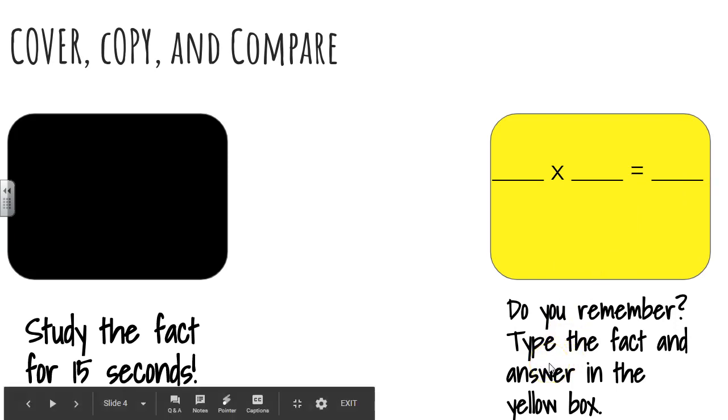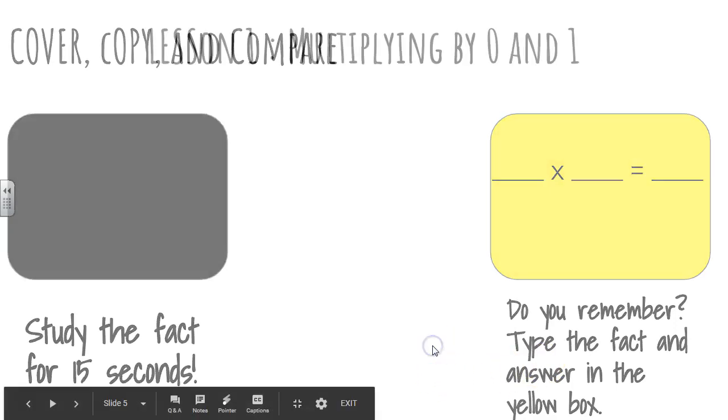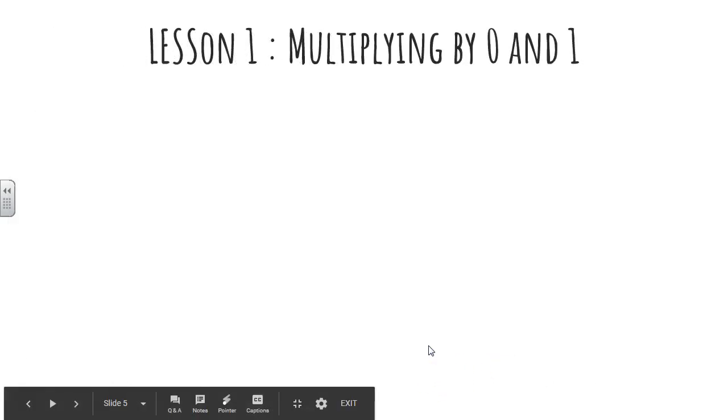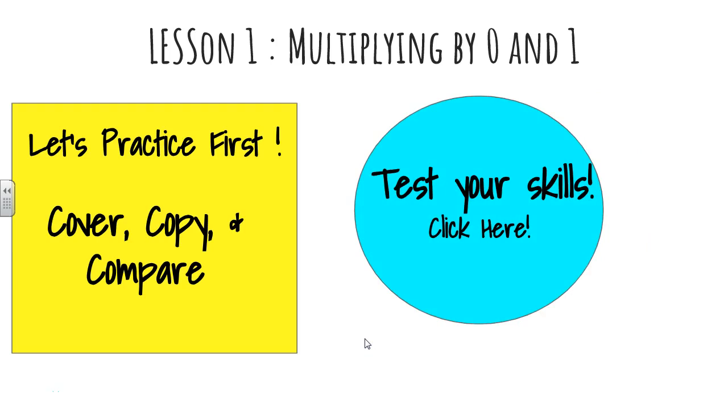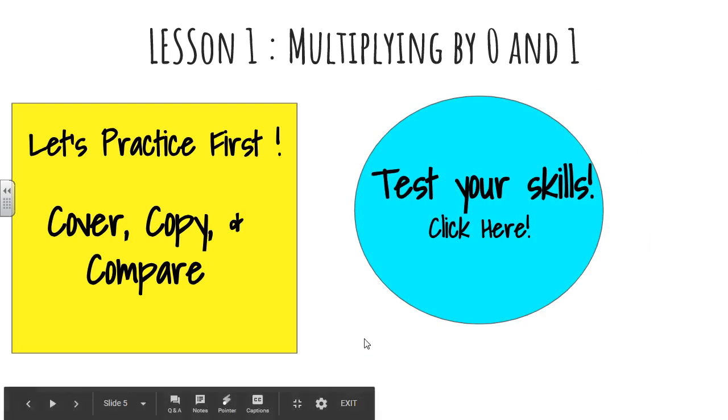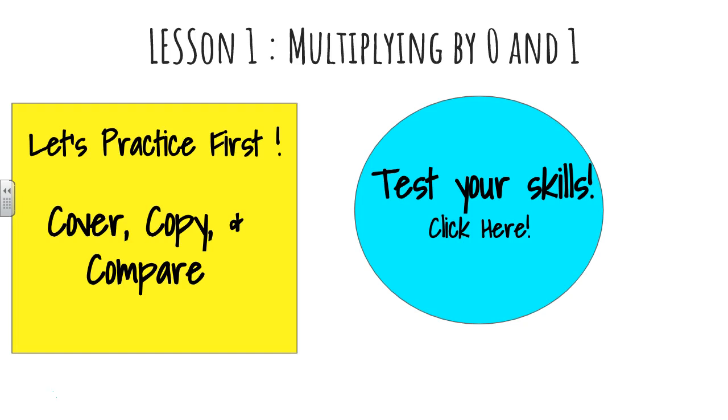All the facts for lesson 1 will be times 0 and times 1 facts. The students will practice with cover, copy, and compare and other activities for days 2 through 4 for 15 minutes. And on day 5, they will take an assessment for that specific times table. So for this lesson, they will be assessed on times 0 and times 1.